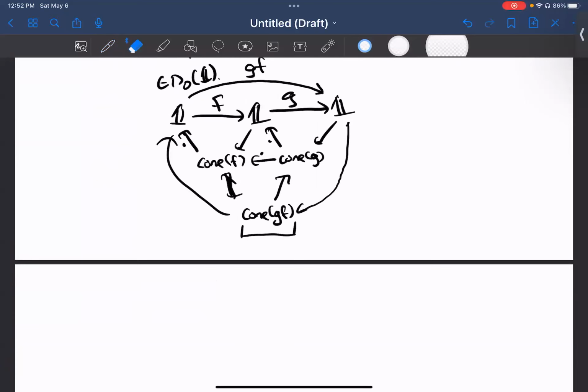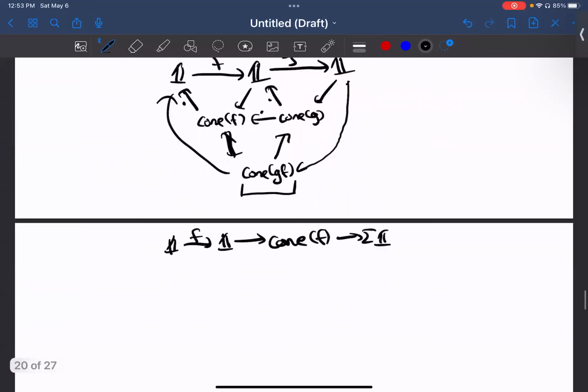Okay, let's actually expand this to a bigger diagram where we're going to tensor these two sequences together. Here's cone of f, sigma 1. I want to tensor with g here. This is going to be the map g. This is also g. Here's 1, here's f.